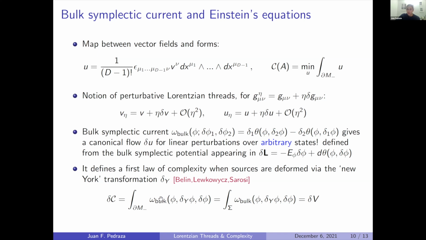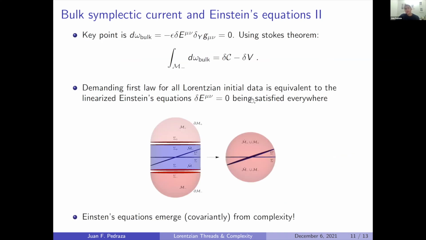So the bulk symplectic potential evaluated at the boundary of the Euclidean part of the manifold gives you the change in complexity, and the bulk symplectic current integrated over the maximal slice gives you the change in the volume. The key point here is that this form is closed for on-shell perturbations. So the exterior derivative is proportional to the linearized Einstein's equations. So for any on-shell background that we have, this form is closed.